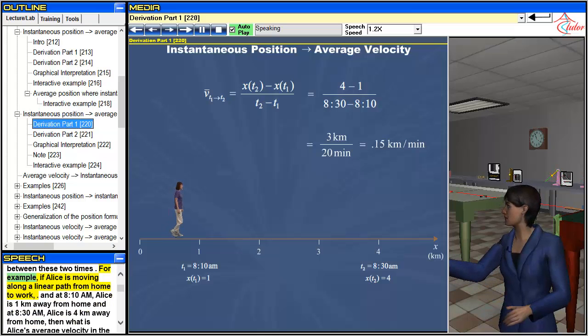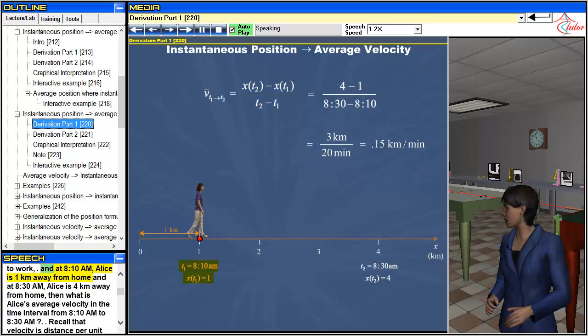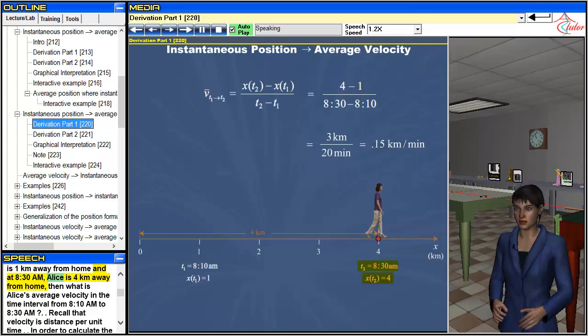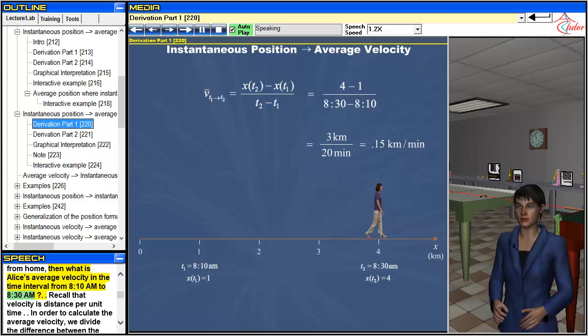For example, if Alice is moving along a linear path from home to work, and at 8:10 a.m., Alice is 1 kilometer away from home, and at 8:30 a.m., Alice is 4 kilometers away from home, then what is Alice's average velocity in the time interval from 8:10 a.m. to 8:30 a.m.? Recall that velocity is distance per unit time.